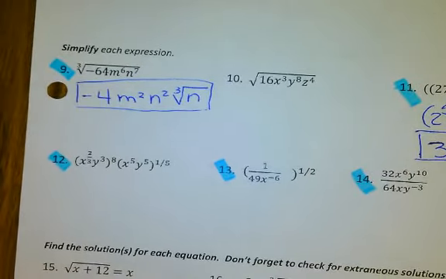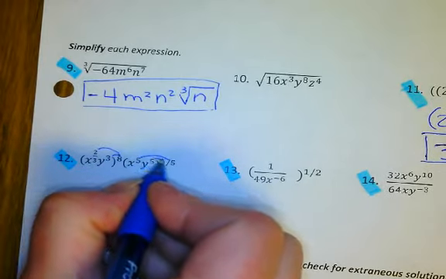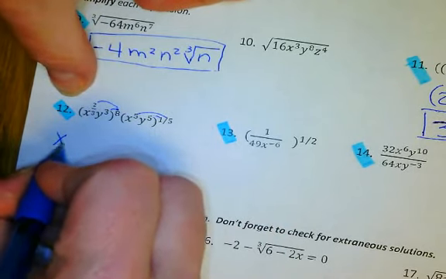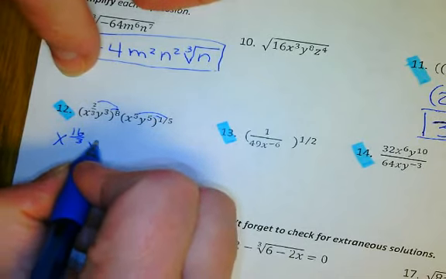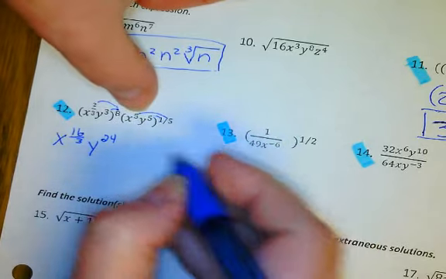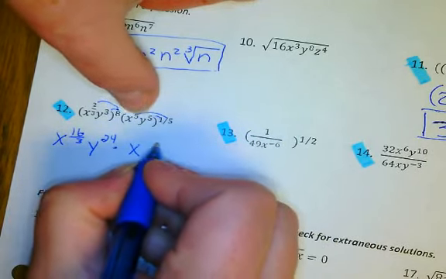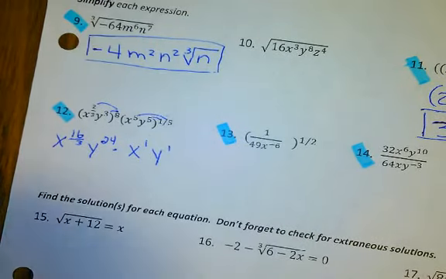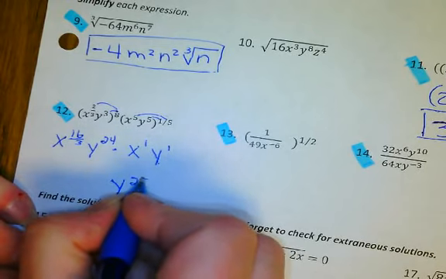Alright, on number 12, again, I have a power to a power, so I need to multiply all these. So here, if I multiply this, I get x to the power of, looks like 16 over 3, and then y to the power of 24. Here, I'm going to have x to the power of 1 and y to the power of 1, because 1/5 times 5 is just 1. Now, notice that everything is now the same. So I'm going to add my y's first, so I got 25.